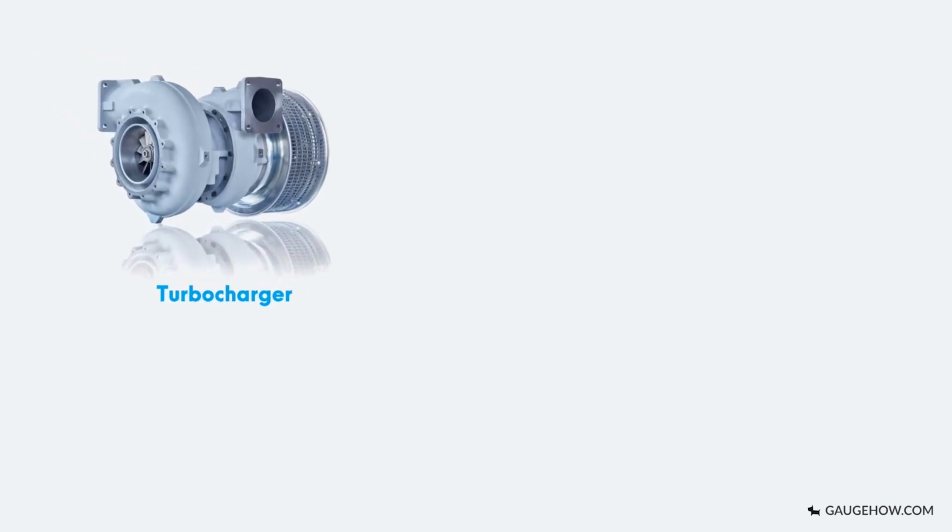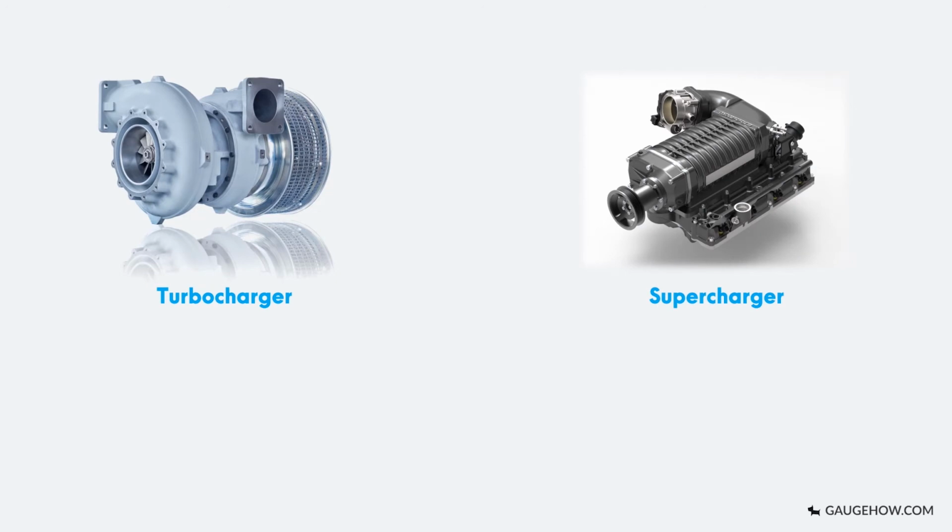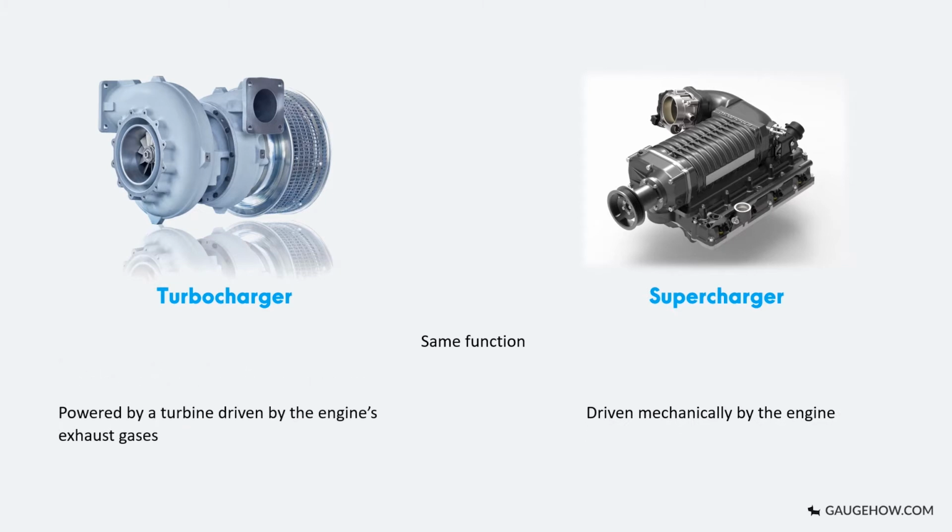There is some confusion which arises between the turbocharger and supercharger. The functioning of both is the same, but the supercharger is driven mechanically by the engine, whereas turbocharger is powered by a turbine driven by the engine's exhaust gases. Turbocharger is assumed to be more efficient than the supercharger as the wasted energy of exhaust gases is used for the power source.